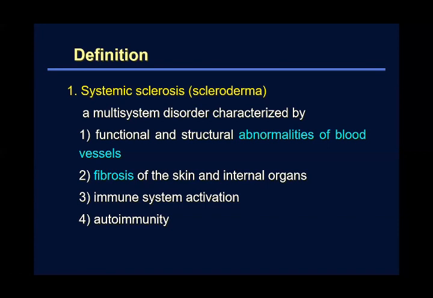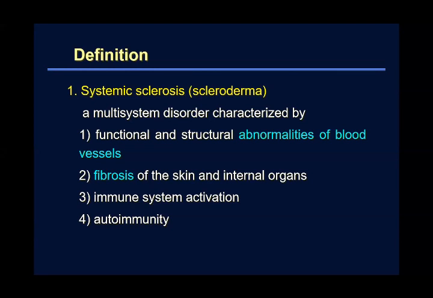It is a multisystemic disorder characterized by functional and structural abnormalities of the blood vessels. What happens is there is intimal thickening and growth leading to fibrosis of the microvasculature. In the skin, there is thickening and fibrosis, and there is internal organ involvement like the heart, kidney, lungs, and gastrointestinal tract. It is also considered a sort of immune mediated disease like SLE, mixed connective tissue disorder, and inflammatory myositis. So it is an inflammatory disease, maybe because of some autoimmune activation.